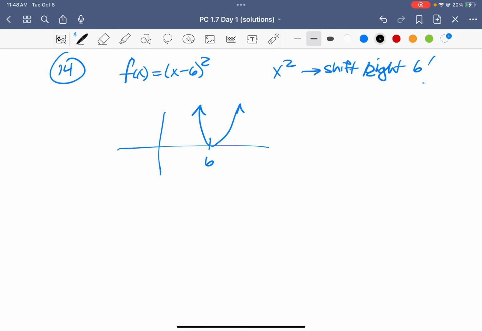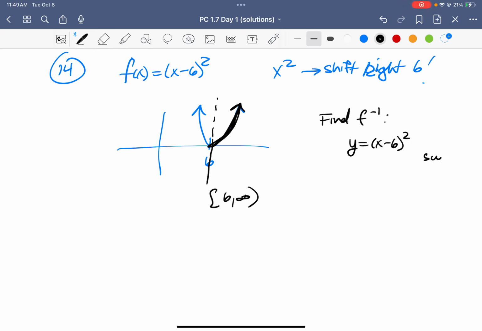So if I want to make it 1 to 1, I'm going to have to cut it in half right here. And that would be my 1 to 1 piece. And so we're going to go from 6 to infinity. And then find the inverse on this restricted domain. So now I'm going to come over here. And so if I need to find f inverse, my original function is this. I'm going to switch, which gets me this, and I'm going to solve, which gets me the square root of x is equal to this.